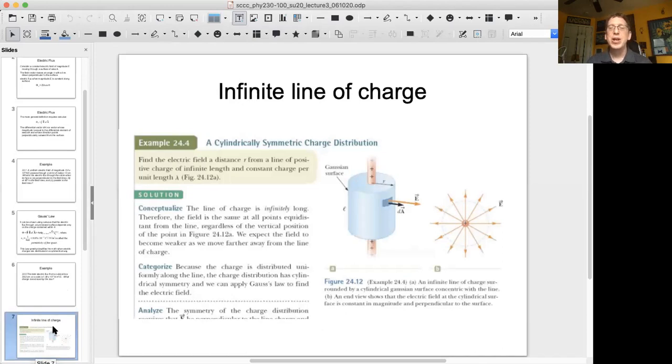So we're starting with an infinite line of charge. So we're looking at distance r from a line of positive charge of infinite length, and a constant charge per unit length lambda. So how does this look?